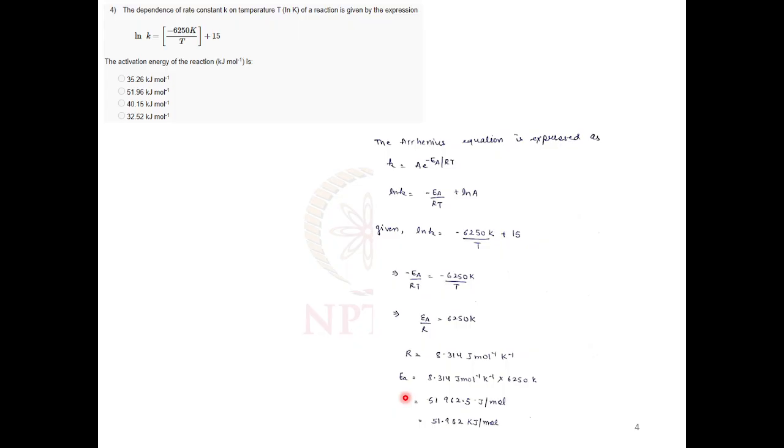So the answer is B. In most cases, you know that the reaction rate is highly dependent on the rate constant, which depends on temperature very much. If you increase the T value, then obviously your rate constant will increase, and the overall rate will also increase.